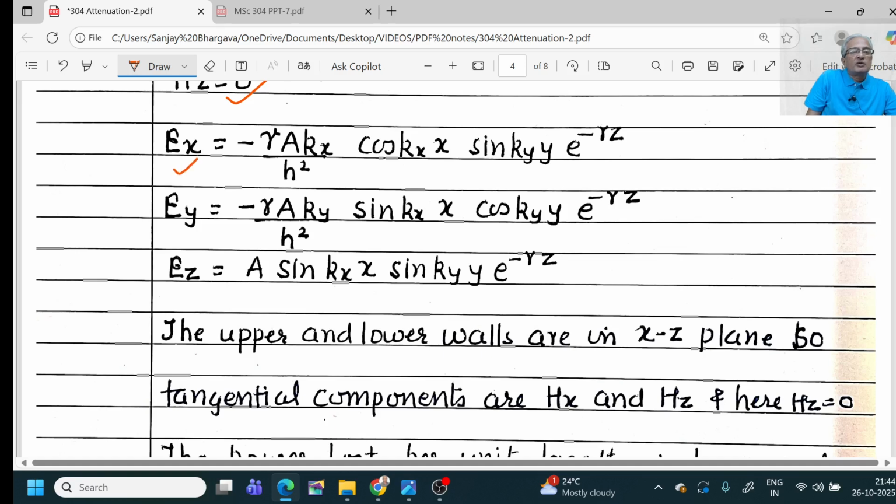Similarly, Ex would be equal to minus gamma a kx upon h square cos of kx x sine of ky y e power minus gamma z. Ey is equal to minus gamma a ky upon h square sine of kx x cos of ky y e power minus gamma z. Similarly, Ez would be equal to a sine kx x sine of ky y e power minus gamma z. These represent the TM modes in the rectangular waveguide.